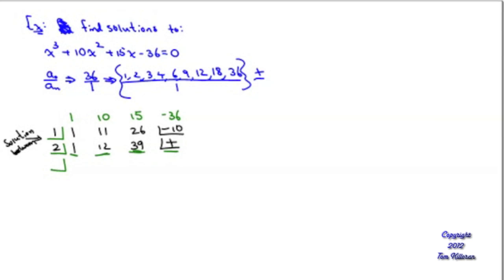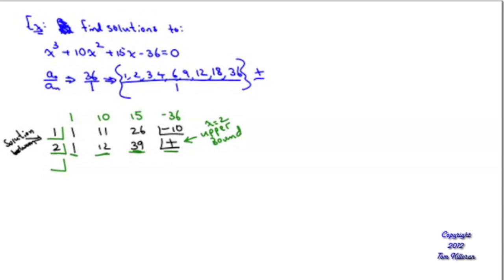Well, this one up here went positive, positive, positive, negative. This one's positive, positive, positive, positive. If they're all positive, we're going to call this an upper bound. In other words, x equals 2 is an upper bound. That means you are not going to find a solution anywhere above 2.